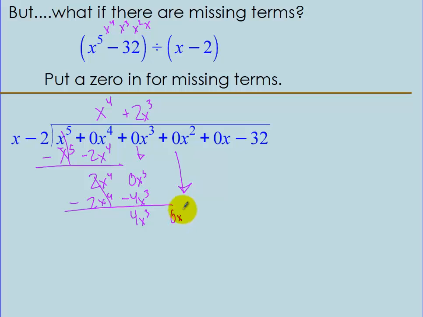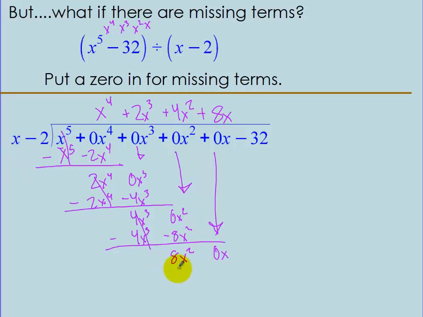Drop down this 0x squared. It's starting to get long, I know. So x times what is 4x cubed is going to be plus 4x squared. So 4x cubed, 4 times negative 2 is negative 8x squared. Subtracting the bottom, those cancel. You get positive 8x squared. Drop down the 0x. Okay, x times what is 8x squared? That would be positive 8x. 8 times x is 8x squared. 8 times negative 2 is negative 16x. Subtract that, and then I get positive 16x. Drop down to negative 32.